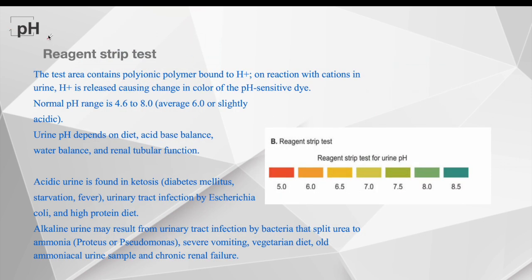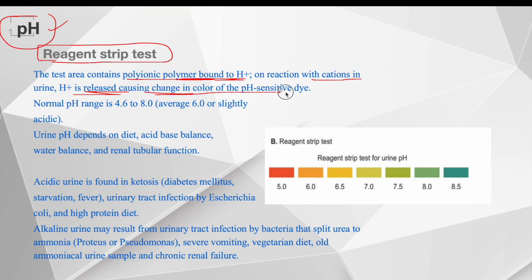Now the first parameter is pH. We measure pH by the reagent strip method in the urine dipstick analyzer. The test area contains a polyionic polymer bound to H+. On reaction with cations in urine, the H+ is released, causing a change in the color of the pH sensitive dye. That means the test area containing the polyionic polymer bonds to the H+, and then on reaction with the cations of the urine, the H+ is released and causes a change in color, and we will get the desired result on the analyzer.